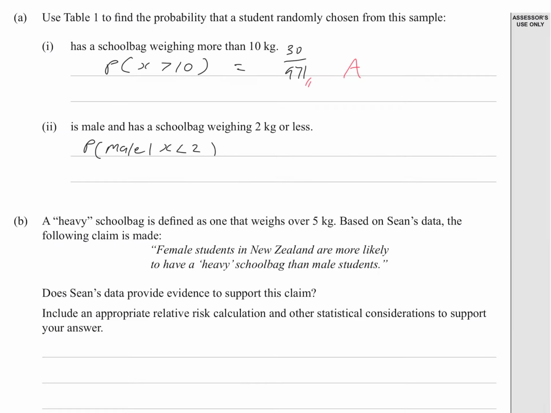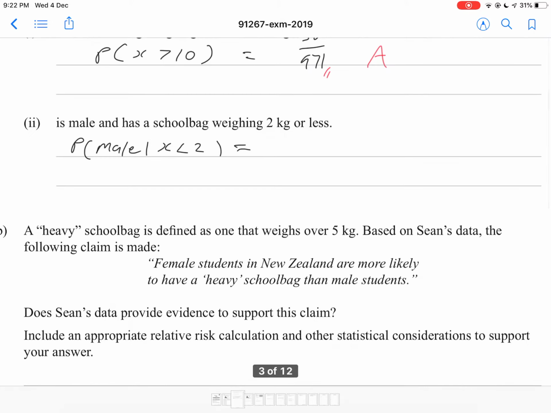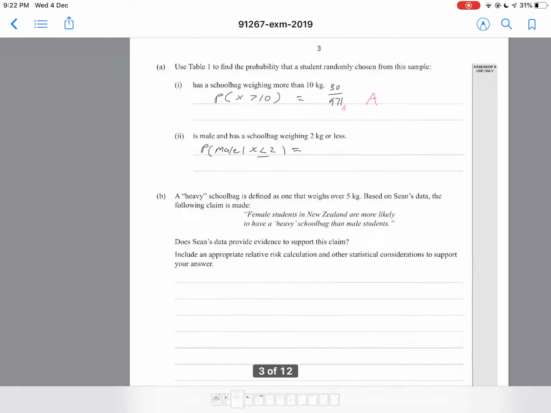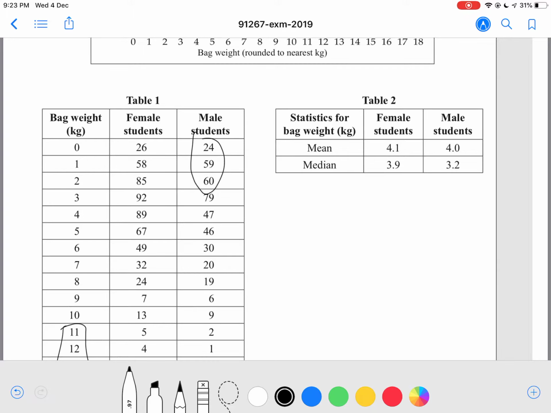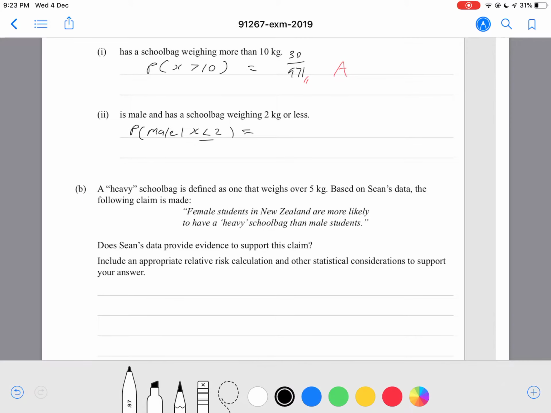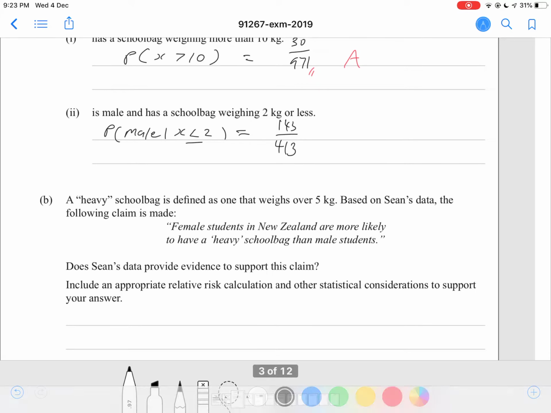So our probability would be... it says 2 kilograms or less. Oh no, sorry guys. So that's 2 kilograms or less. That's less than or equal to actually. So I have to go back. So that's actually 60 plus 59 plus 24. Sorry about that. So 60 plus 59 plus 24, 143 over 413. So 143 over 413. I'm pretty sure. Double check. Yeah, and that should be another achieved mark here.